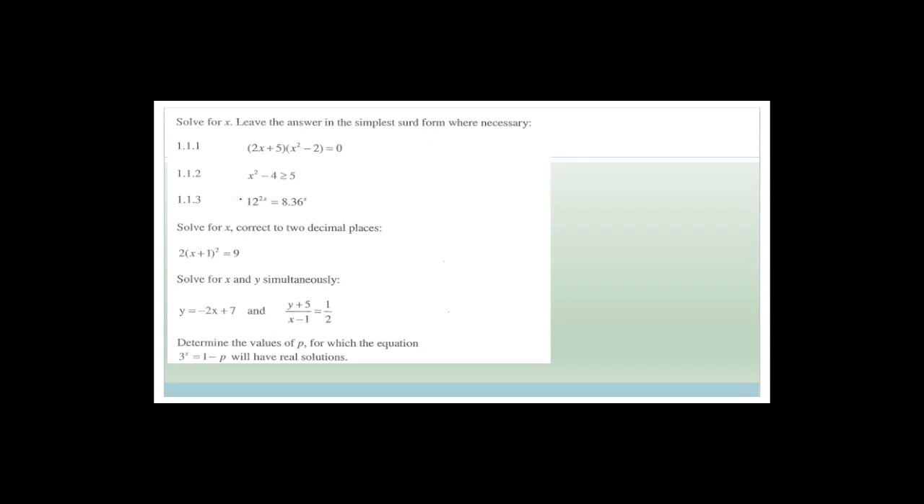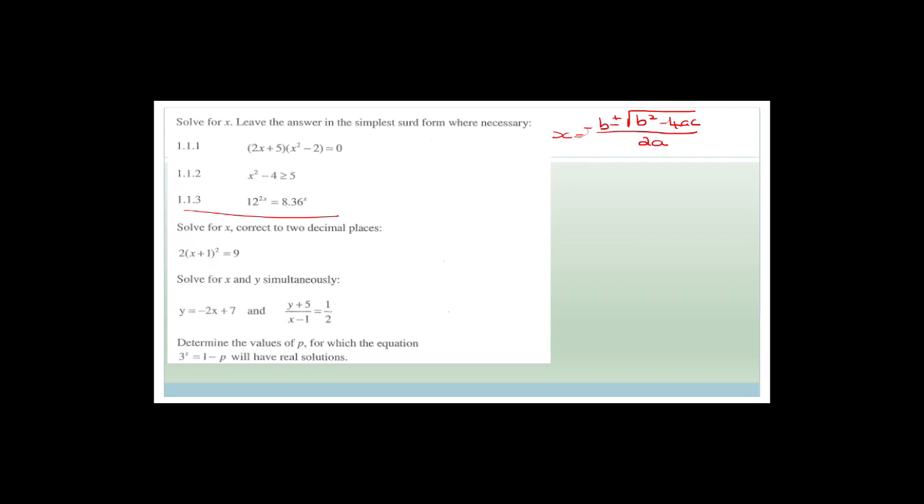Okay, so it says solve for x. We got as far as this yesterday. So we're moving on with question two. It says solve for x, correct to two decimal places. So the minute you see correct to two decimal places, what are we going to use? We're obviously going to use the formula. If you don't know it, you need to find it on the formula sheet. The formula is x equals minus b plus or minus the square root of b squared minus 4ac, all over 2a.